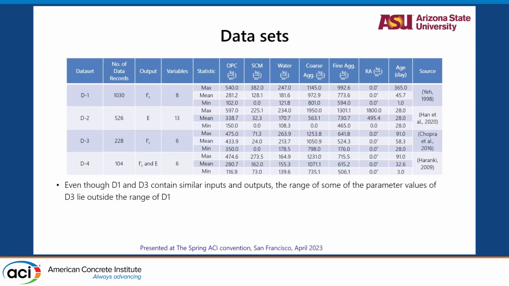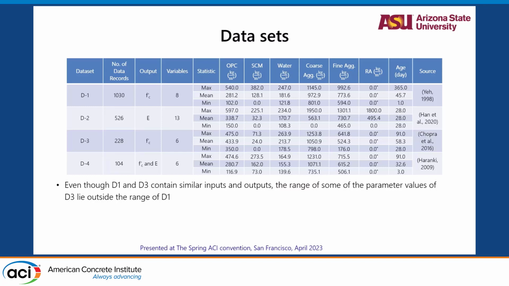Just to give you a simple example, I'm showing you here 4 data sets. One is a data set with 1,030 records of concrete with all of those different inputs. There were 8 variables. I'm showing only 7 here. The second one is on recycled aggregate concrete with 13 different inputs. The prediction was elastic modulus. Here the prediction was strength. I have another data set with 228 labels predicting strength, but that has only 6 variables instead of 13.